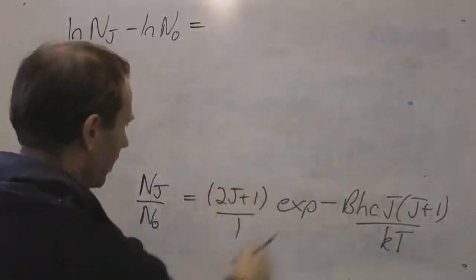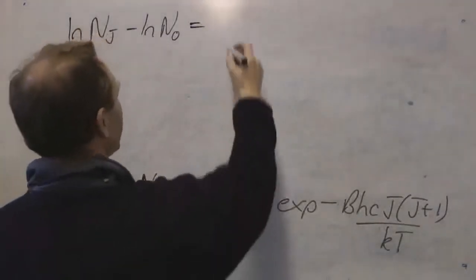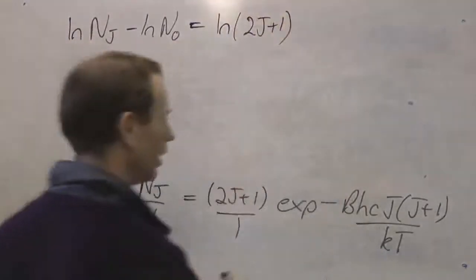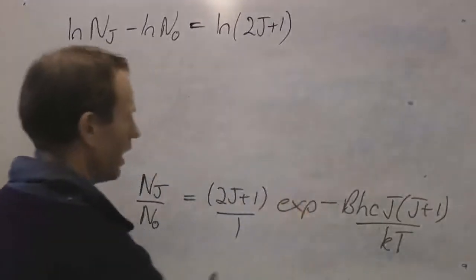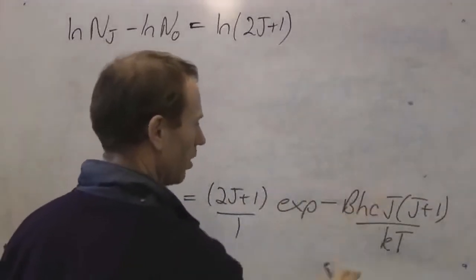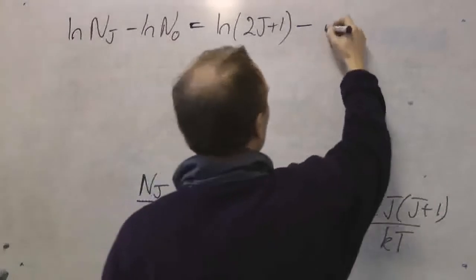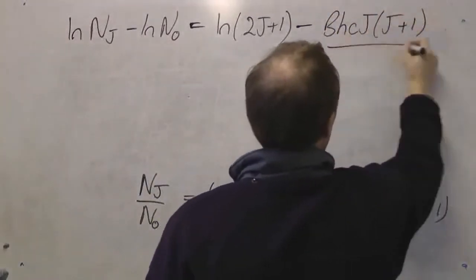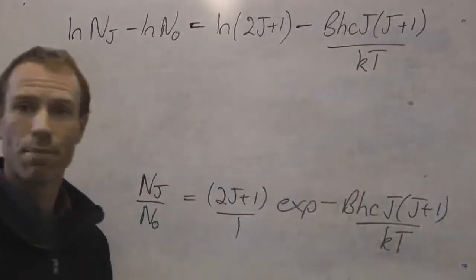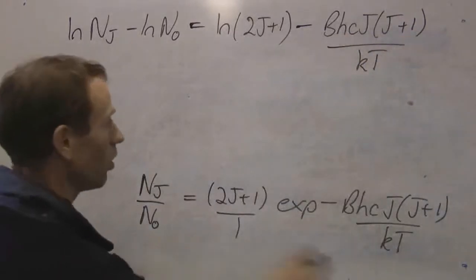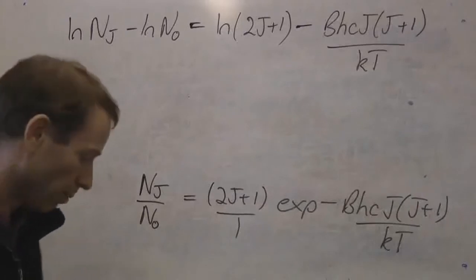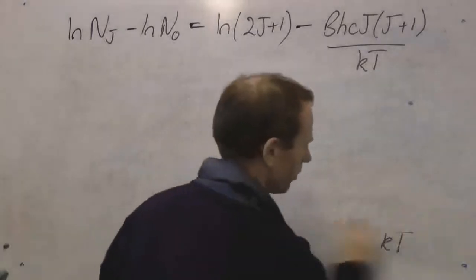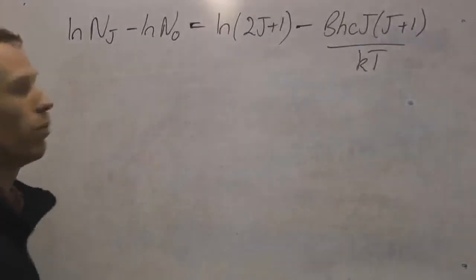We can now take the log of this thing here, and this gives us log of 2j plus 1. And then we can take the log of this thing here. So the log of exponential to minus something is going to be minus bhc j plus 1 upon kt. So this is just taking the log of this expression. So it's just practicing taking logs. Let's get rid of that, we don't need that anymore. What we can do now is work with this expression.